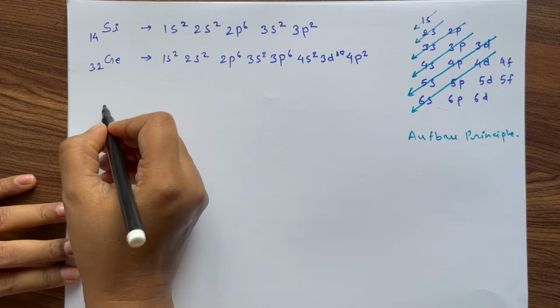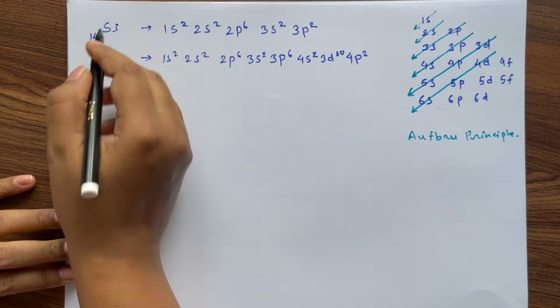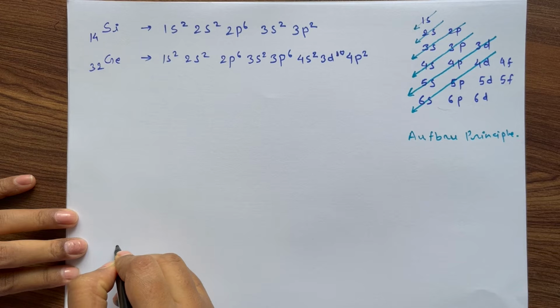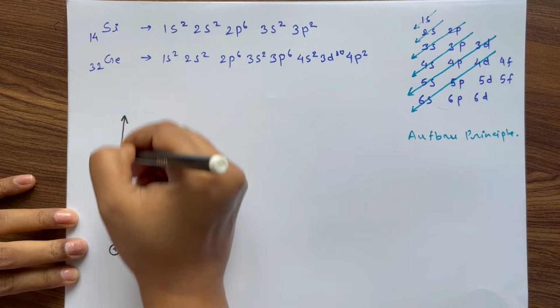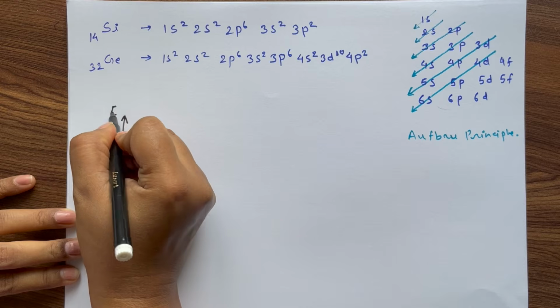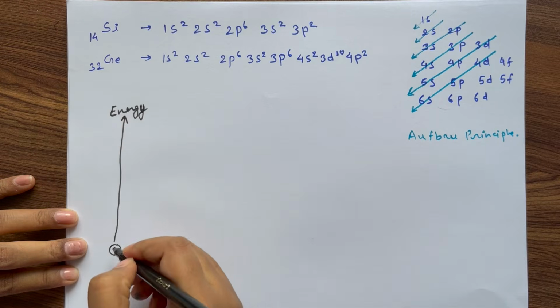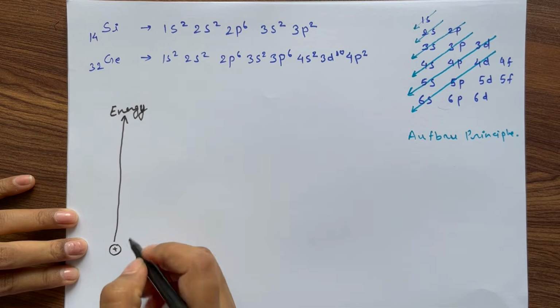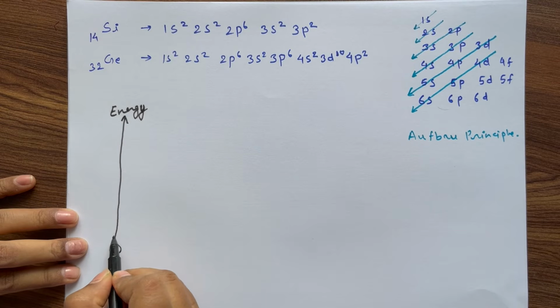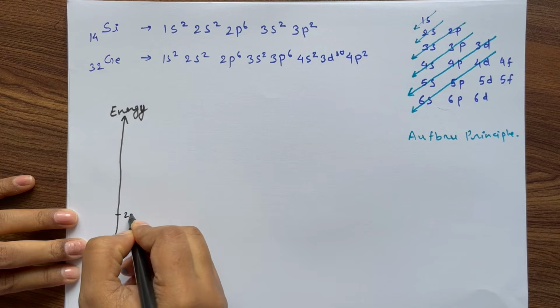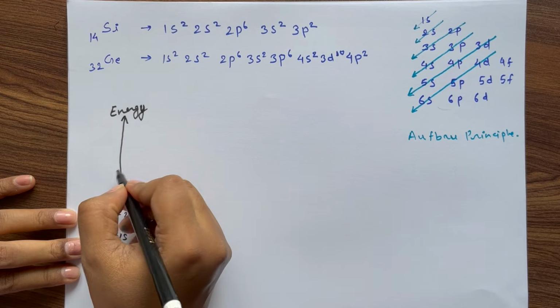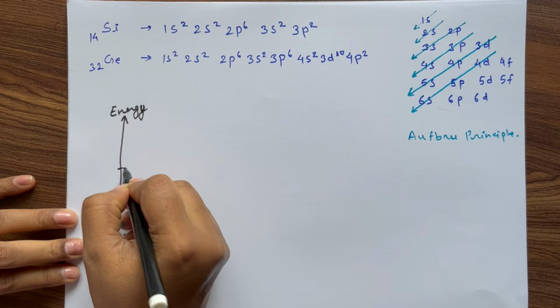Now let us concentrate on the energy level of the silicon atom. Suppose this is the nucleus of silicon atom. The farther we go from the nucleus, energy is increased. Energy of the electrons will be increased. So ground energy level is the minimum energy level, that is 1s. Then 2s, 2p, then we have 3s and 3p.